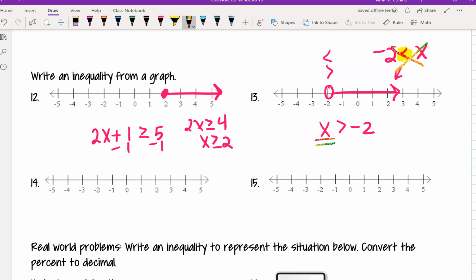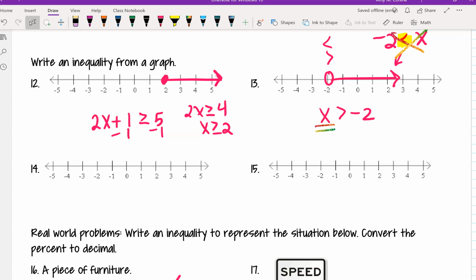Okay, so for 14 and 15, I'm going to create a graph, and then I want you to do those on your own. I have this graph, and I'm going to have you try this one. I want to see how you do with 15. So go ahead and do those now.